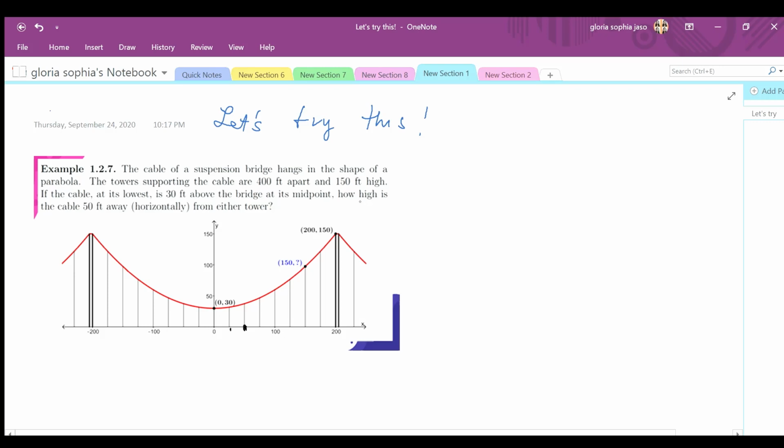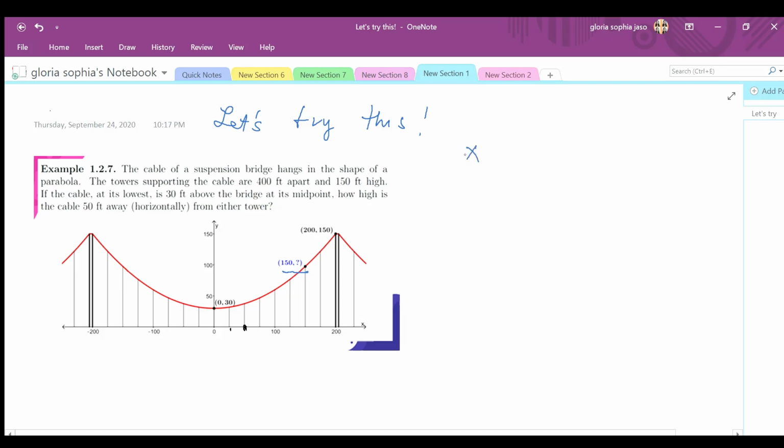Okay. The question is, how high is the cable 50 feet away from either tower? So from 200, that is 150 apart from the tower. Okay. So it just means that we are solving for y of this point, for the y value at that point. So since the parabola opens upward, let's write first the equation of the parabola.